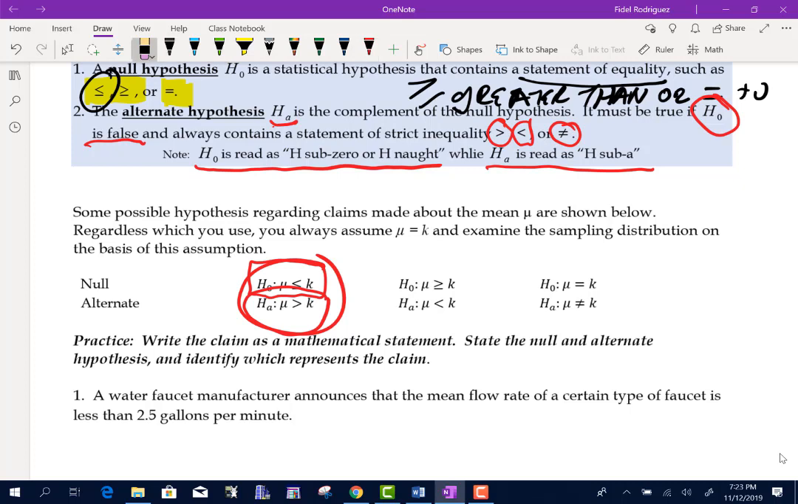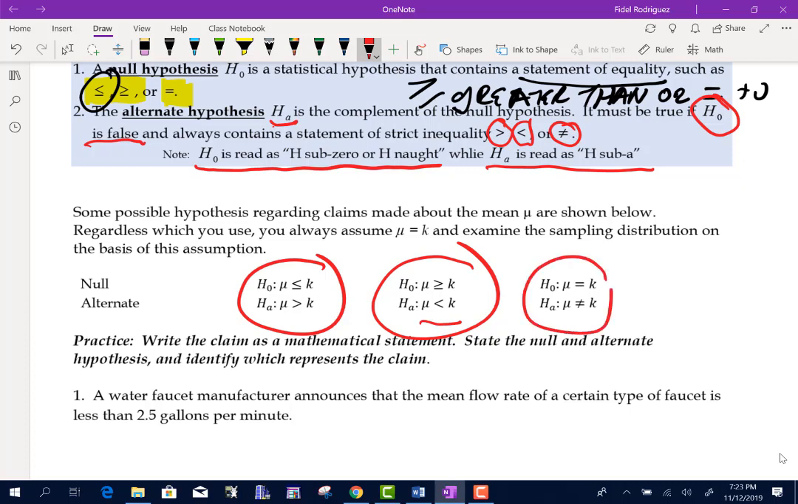Okay. And the next one here, the mean is greater than or equal to, I'm going to make it up again, 7, right? So if the mean is greater than or equal to 7, what is the opposite of saying something is bigger than or equal to 7? It has to be less than 7, right? Same thing over here. The null hypothesis says the mean is equal to 7. Well, what's the opposite of it being equal to 7? It's not equal to 7, okay?